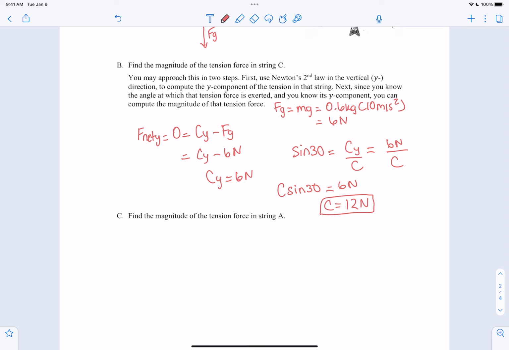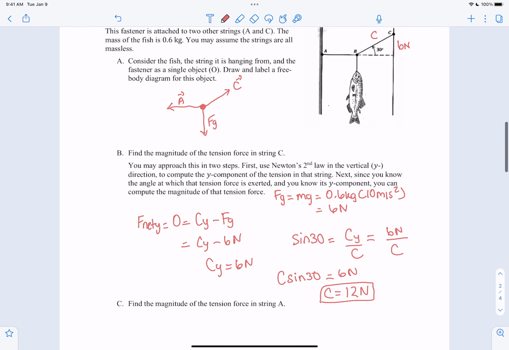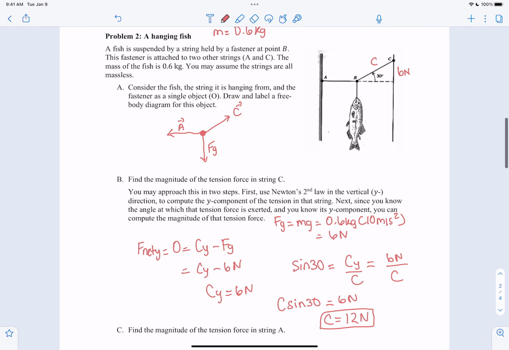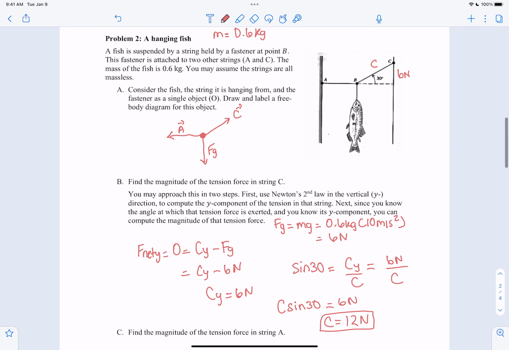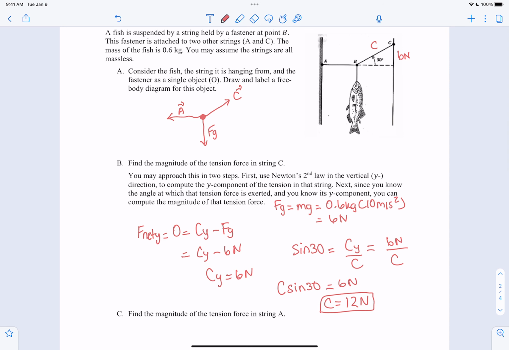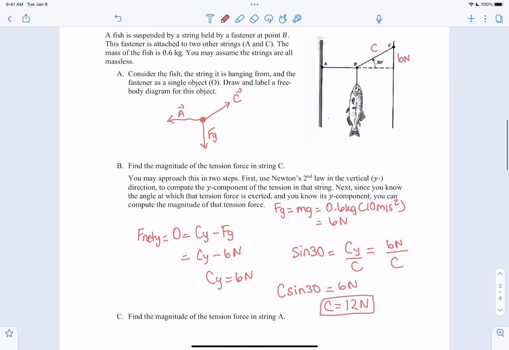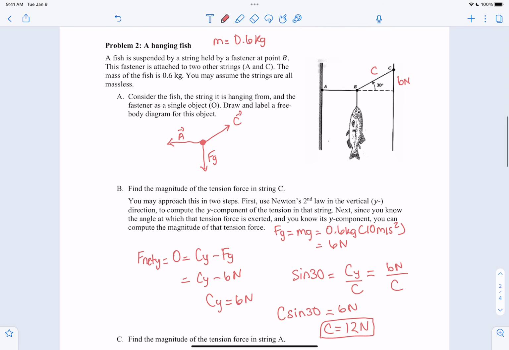Sound good? I want to make sure that I did all that correctly. Yep, so we have 0.6 kilograms. We multiply by 10, that's 6 newtons. CY should be 6 newtons, and then, yeah, okay.